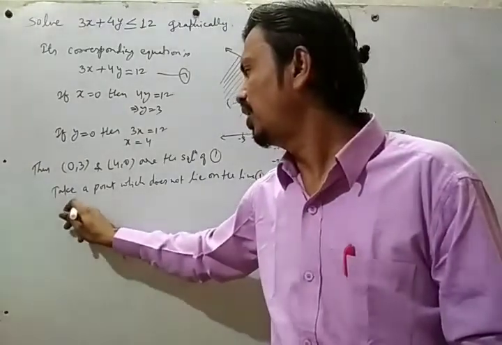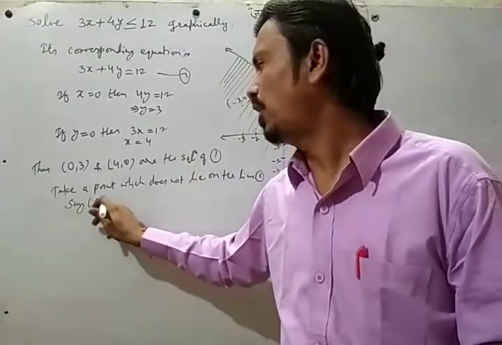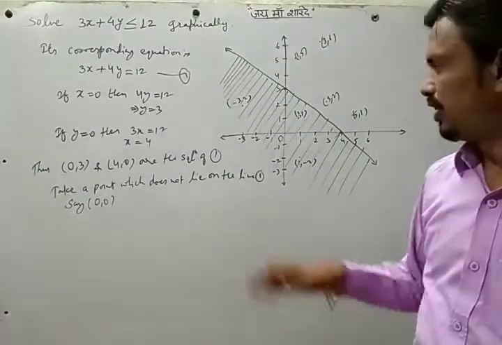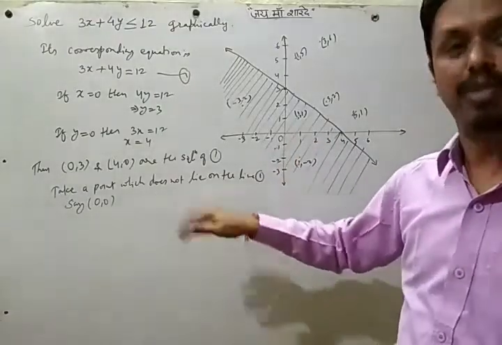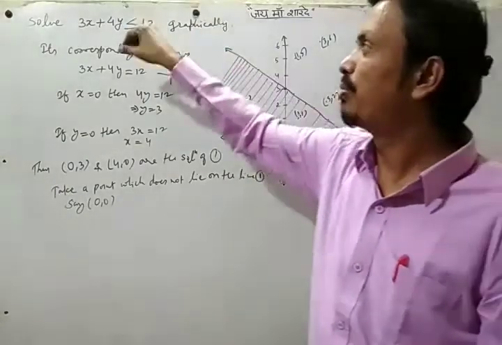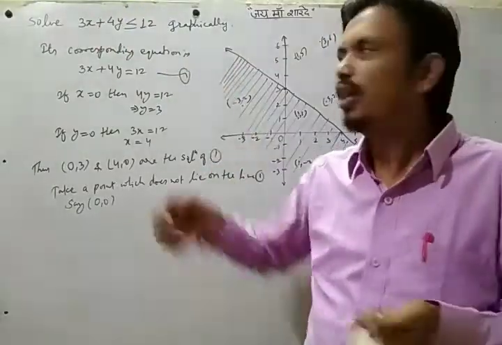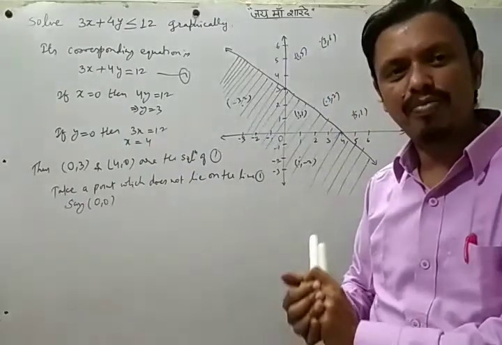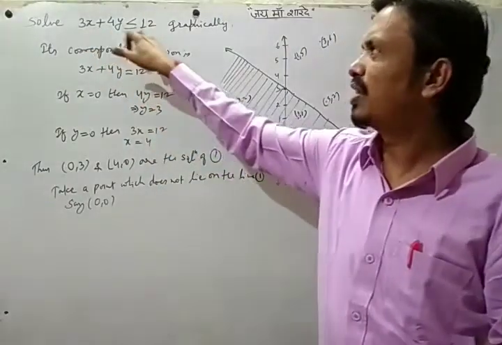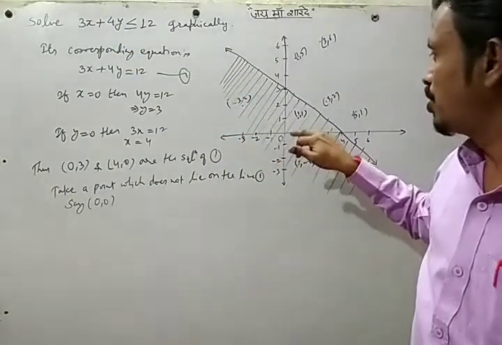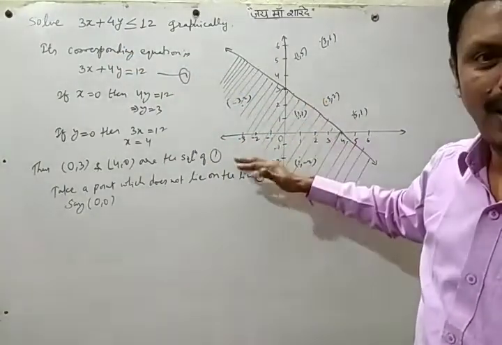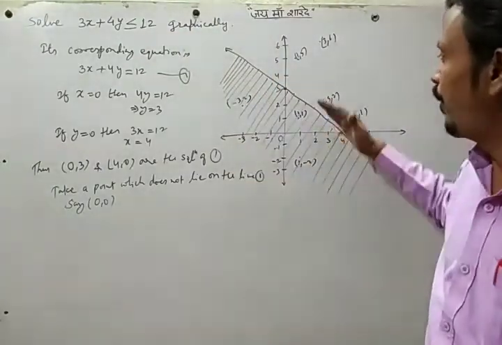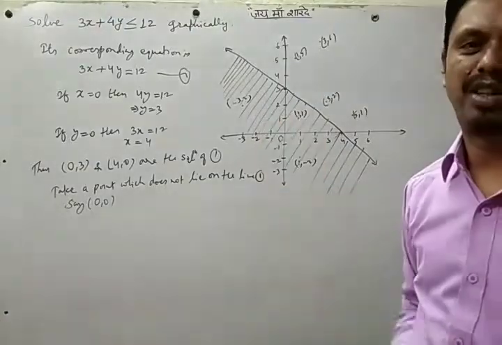Okay? So simple thing, if your line is not passing through the origin, we can take 0 0. Why 0 0? Because when we do some calculation with 0 0, there is nothing to do: 3 into 0, 4 into 0, 0 plus 0. So our calculation will be easy. So 0 plus 0, 0 is less than 12. True? Yes. So 0 0 lies in this half plane and it satisfies this condition. It means the half plane below this line will be our solution.